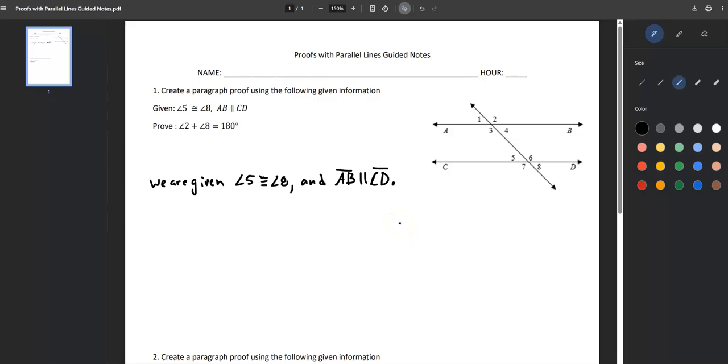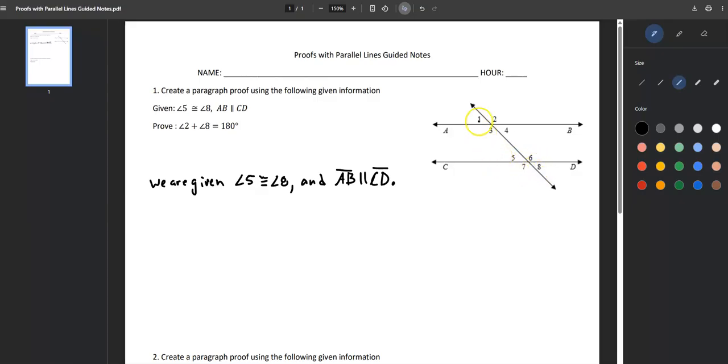Okay? So here's the route I'm going to go with this. I need an angle that will compare 2 and 8 to each other. And we're probably going to need 2 angles. So I'm going to use angle 1 and angle 5, because 5 is already given to me that 5 and 8 are equal to each other. So I need to relate 1 to 5 as well. And then I'm going to relate 2 to 1, and that will help me as well.